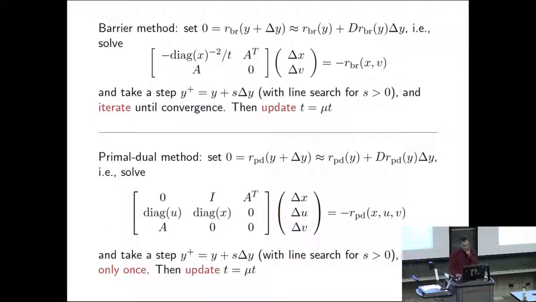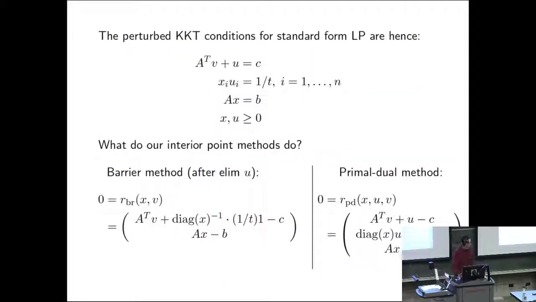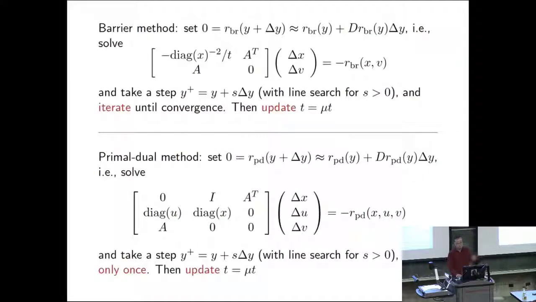So the barrier method performs this Newton update. It linearizes this function r, and it solves this system at every iteration in order to find the direction delta x, delta v to update my x and v variables. It takes a step in this direction with line search, and it does that until convergence, until I arrive at a point that, for a particular value of t, solved this system, or very nearly solved this system. And then I update t. I multiply t by mu.